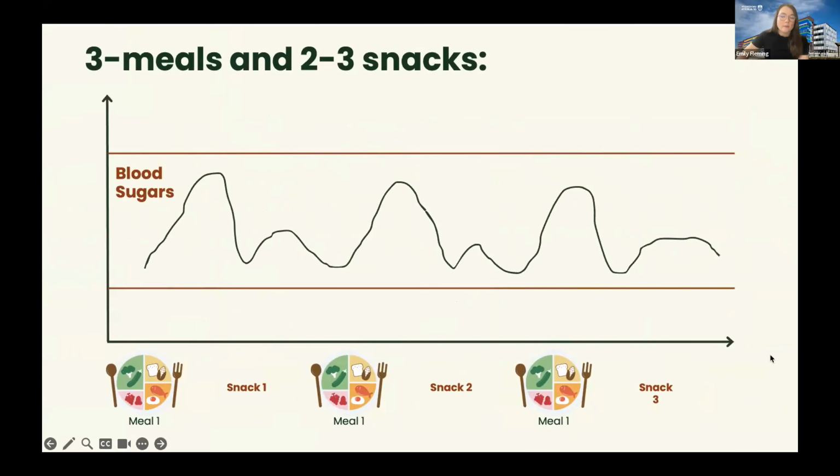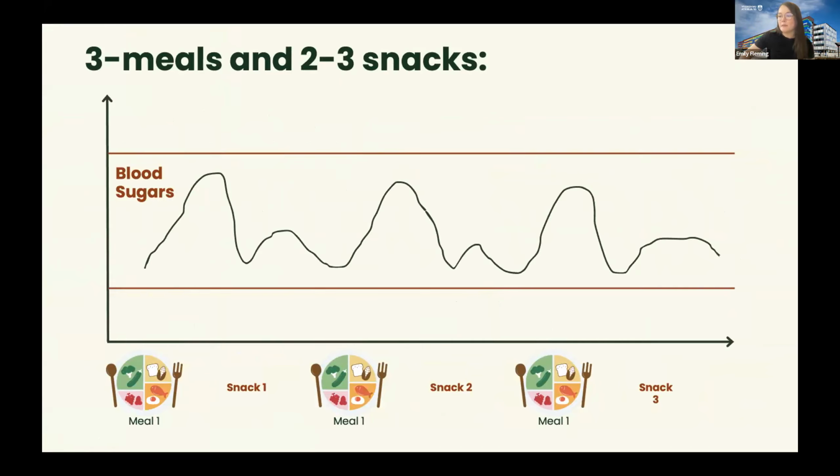Now, one of the reasons we want to eat regularly is that we're trying not to get big spikes in our blood sugars. So you'll see here on the graph that between those 2 red lines, that is what we call a healthy blood sugar range. So when we're eating regularly, we're getting normal increases in our blood sugar, which is normal after we eat. Everybody should be getting an increase in blood sugar. We just don't want it to go too high. So you'll see this is a meal pattern where someone's eating about 3 meals and 3 snacks, and they're not going too long between eating.